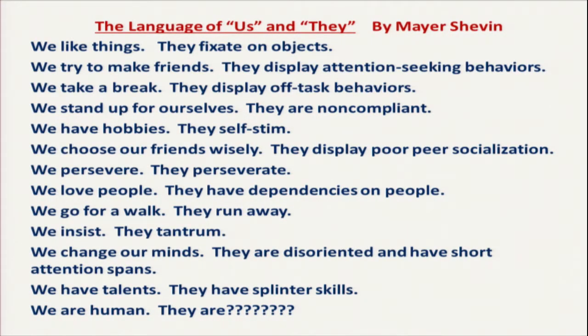They display poor peer socialization. You know, maybe they're making choices. We persevere, they perseverate. Persevere is a great thing. Perseveration is one of those deviant kinds of behaviors. We love people, they have dependencies on people. We go for a walk, they run away. I'm like, that's another word that makes me crazy. I go into a school and they say, we have a metal gate here because we have a runner. Well, isn't that great that your students know how to run? That's great. We insist, they tantrum.